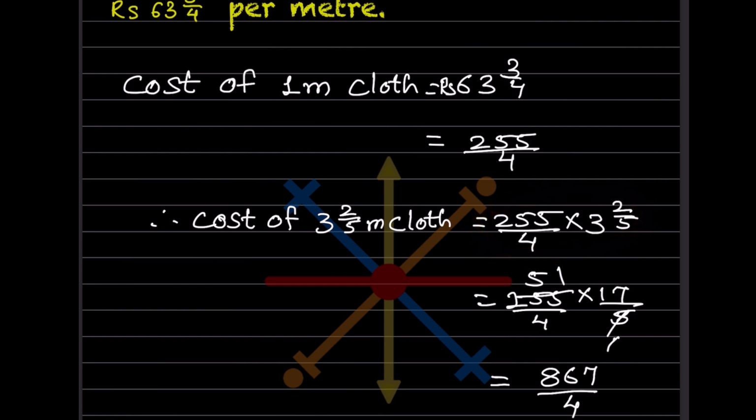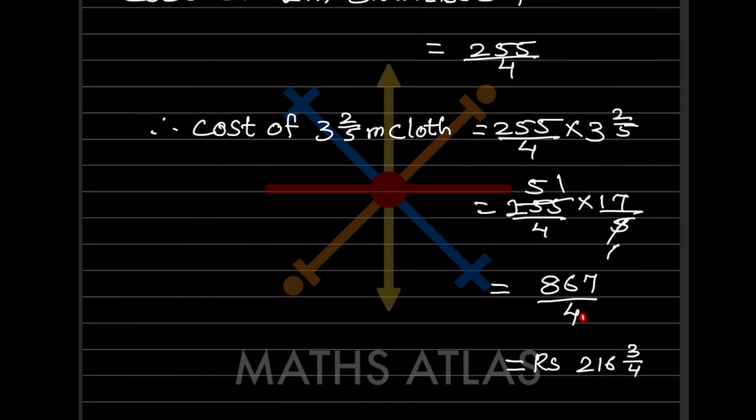So now again here, what will you do? For 3 integers 2 by 5, you can write 17 by 5 and then it becomes easy for the calculation. So 5 ones are 5, 51. When you multiply this and this, that will be 867 by 4. So this also we can write as a mixed fraction, 216 3 by 4, that will be rupees. So they have asked for the cost of, you can add one sentence: therefore the cost of 3 integers 2 by 5 meter cloth is 216 3 by 4 rupees. The rupees unit is very important.